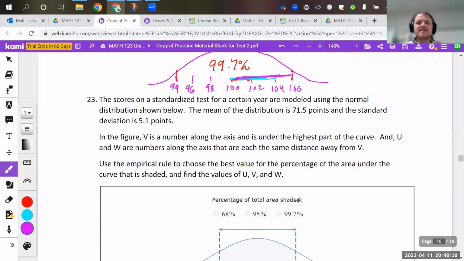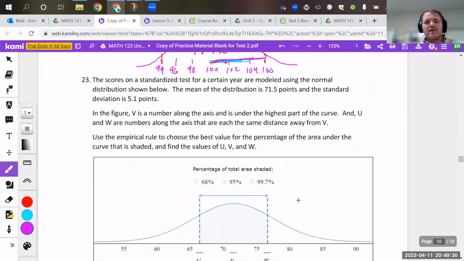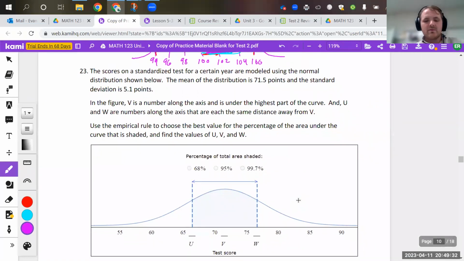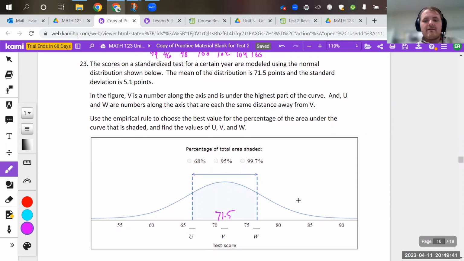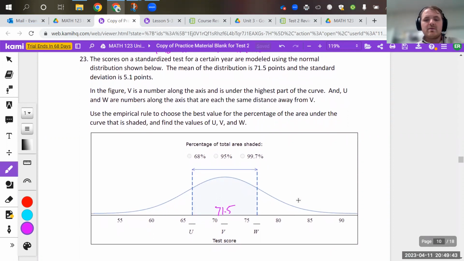So it says the mean is 71.5. So the 71.5 would be the perfect center. And then the standard deviation is 5.1. So V, when it says the highest part of the curve, that's just a fancy way to say the mean. Okay, and U are the same distance away from V.